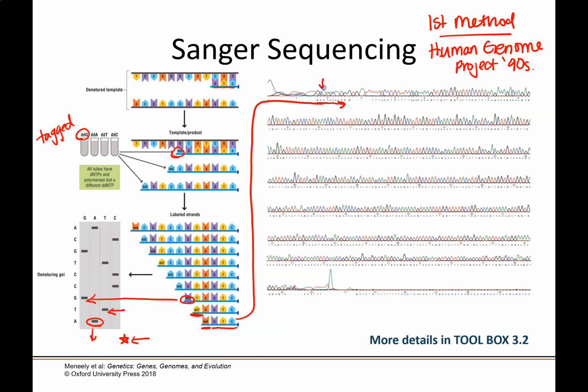So these peaks are basically how many times they read it. So you can be pretty confident that these spaces, well, the higher they are, the more confidence you have in them. And so then you use computer software to analyze this sequence.